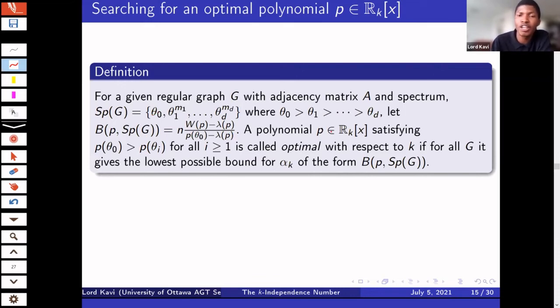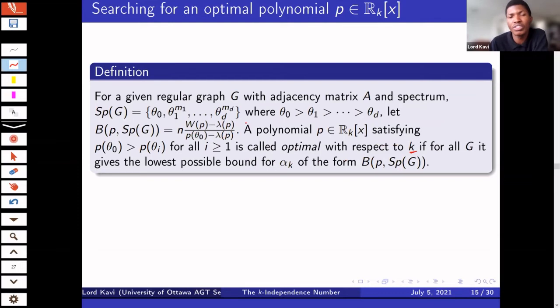So we are interested in a polynomial satisfying the condition that P of theta 1 is greater than P of theta i for all i greater than 1. Basically, we are trying to ensure that if you evaluate a polynomial, the largest eigenvalue gives a value greater than any other. So we say that this polynomial is optimal with respect to k if it gives the lowest possible bound for alpha k of this form.